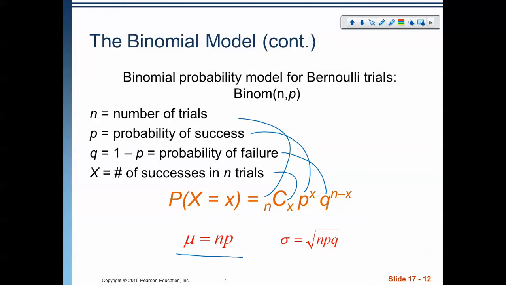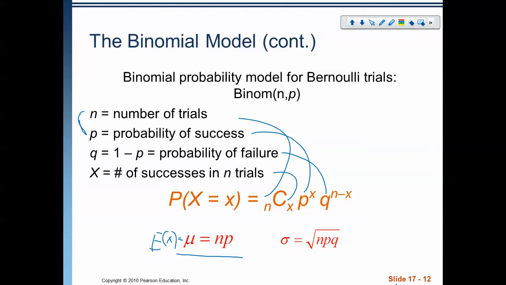This is your mean, also known as your expected value, and here's your standard deviation. Your expected value is n times p, the number of trials times the probability of success. And your standard deviation is the square root of npq. All of this information is found on the formula sheet that you get on the AP test. So memorizing it is not super important, but being able to recognize it for what it is and being able to use it, that's the important part.